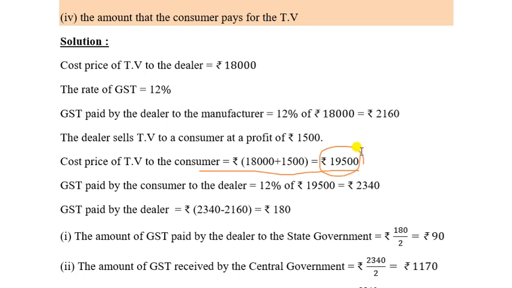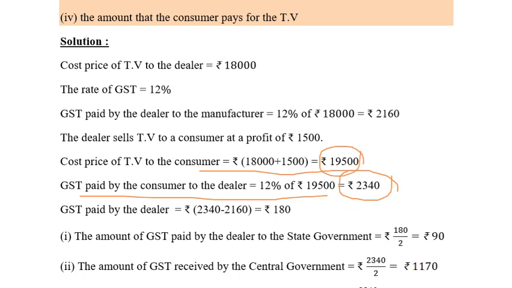That means the consumer also will pay some amount as GST on his cost price. So here in the next line, if you follow, you can easily see it is written GST paid by the consumer to the dealer, because the consumer bought the television from the dealer. So 12% of cost price. You will calculate, you will get 2340. This is the amount of GST paid by the consumer to the dealer. It's the last person. That means this is the total amount of GST.